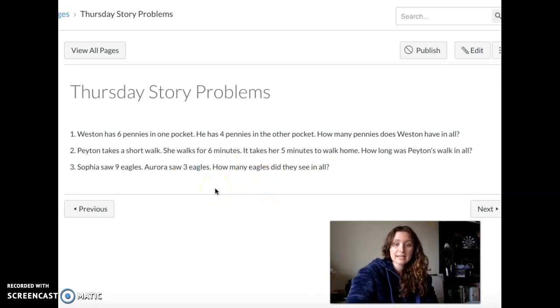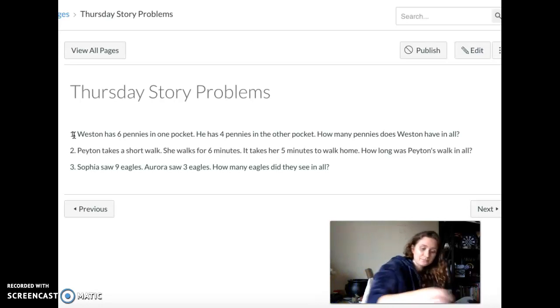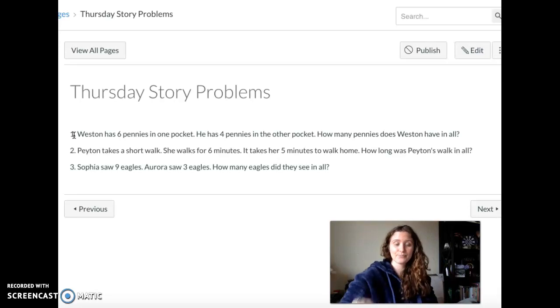So, like I said, at the end I was going to help you with that first word problem. So I'm going to read it one more time. Weston has 6 pennies in one pocket. I'm going to pause right there, and I'm going to go onto my whiteboard or a piece of paper, and I'm going to write the number 6, because I know that he has 6 pennies.